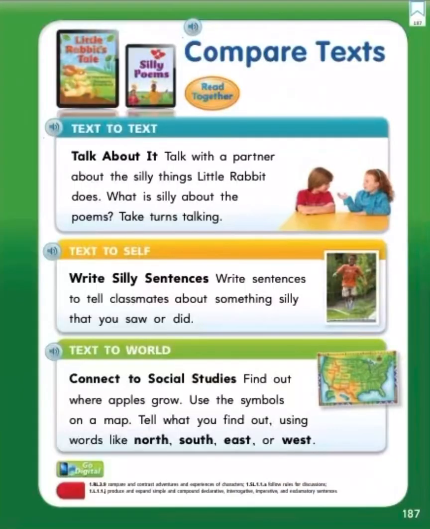Compare texts. Text to text. Talk about it. Talk with a partner about the silly things Little Rabbit does. What is silly about the poems? Take turns talking. Text to self. Write silly sentences. Write sentences to tell classmates about something silly that you saw or did.